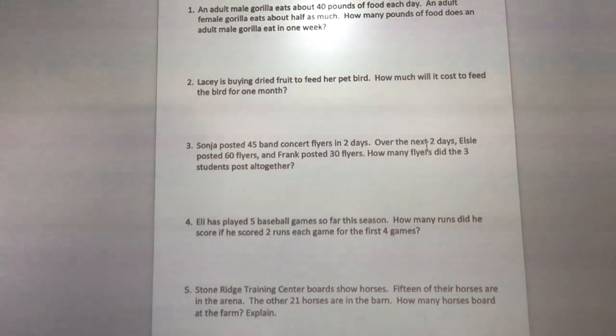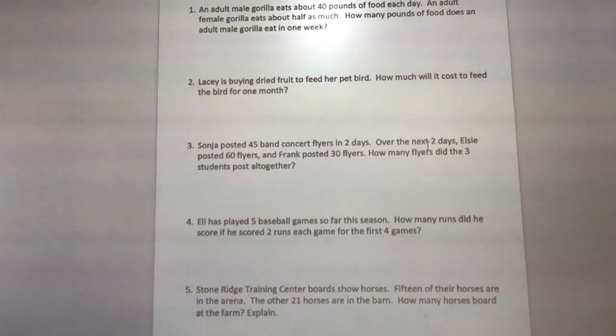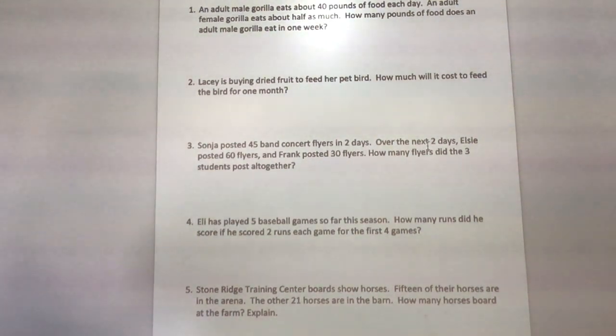3, 2, and 1. All right, number 5, guys. Last one. Stone Ridge Training Center boards show horses. 15 of their horses are in the arena. The other 21 horses are in the barn. How many horses board at the farm? And explain, ladies and gentlemen, this one has that word explain.